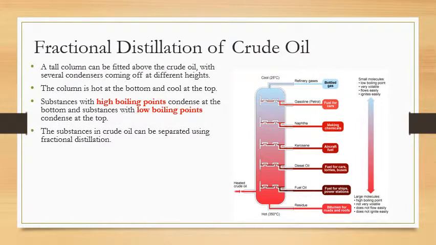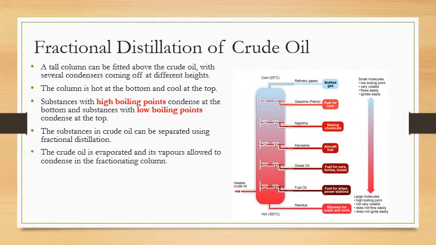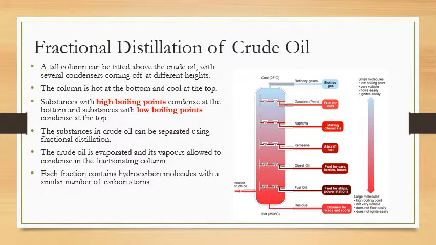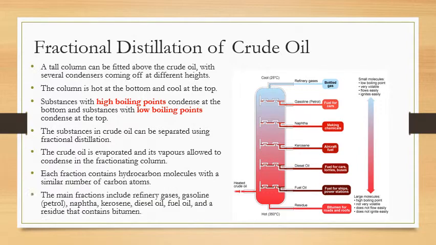The substances in crude oil can be separated using fractional distillation, therefore. The crude oil is evaporated and the vapors are allowed to condense in a fractionating column. Each fraction contains hydrocarbon molecules with similar numbers of carbon atoms. The main fractions include refinery gases, gasoline, naphtha, kerosene, diesel oil, fuel oil, and residue at the bottom which contains bitumen. So the larger the molecule, the higher the boiling point, because there are more intermolecular bonds to break if they're longer.